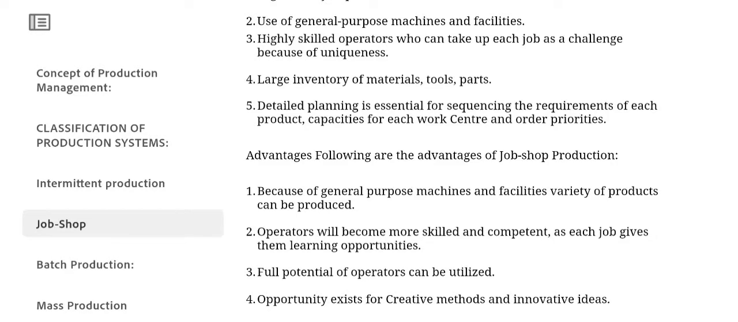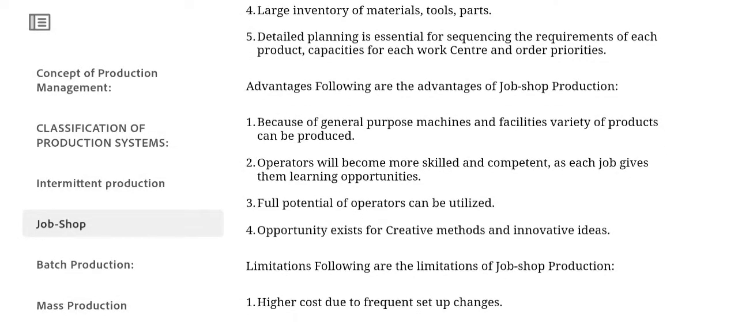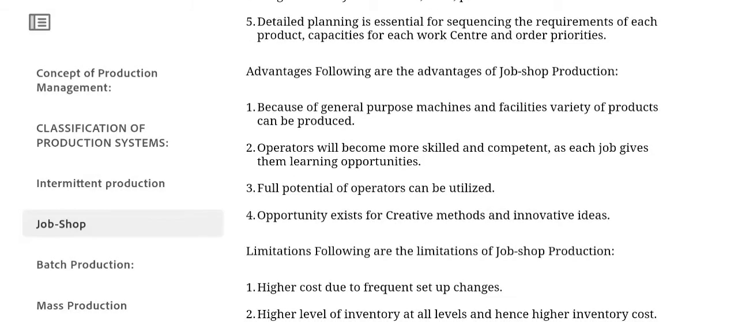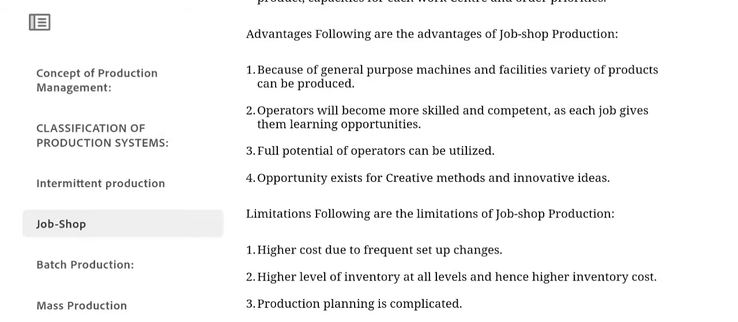After that, let us see the advantages of job shop production. Because of general purpose machines and facilities, a variety of products can be produced. This is a very important point. If you have highly designed machines, the type of output is fixed. But if you have basic types of machines, you can recreate the product. So this is the main advantage we get in job shop production. After that, operators will become more skilled and competent as each job gives them learning opportunities.